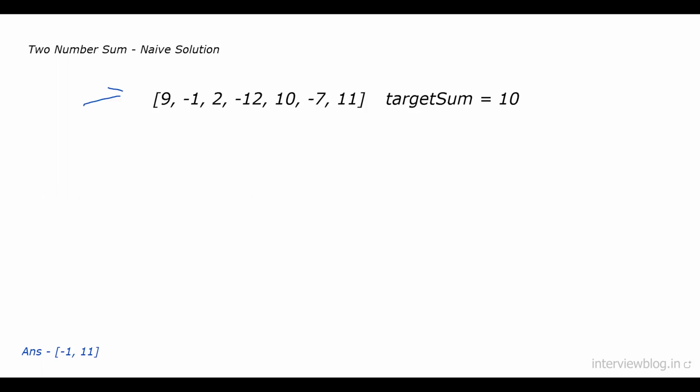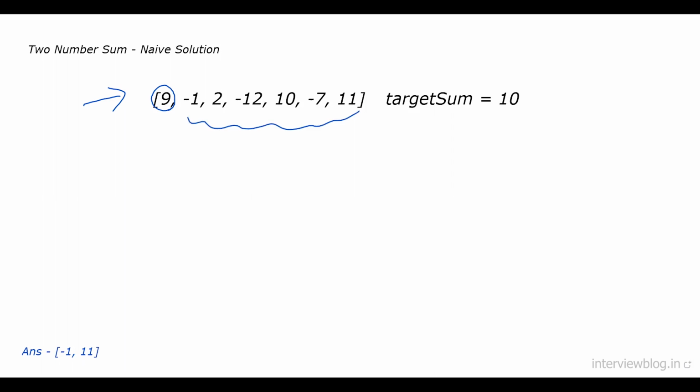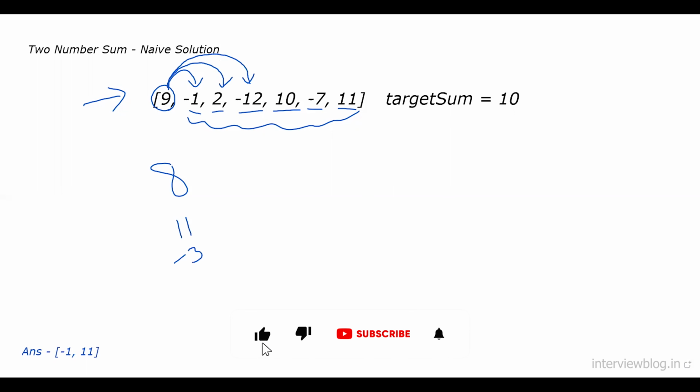So in this example, first, our outer for loop will be visiting this element 9, and our inner for loop will visit all these elements, that is -1, 2, -12, 10, -7, and 11. So what will happen is, first 9 will be added with -1, and it will give us 8. We will be checking if 8 is equal to the target sum. Since it is not equal, we will again add 9 to 2, and we'll check if 11 is equal to the target sum, and no, since it is not equal, we'll be adding 9 plus -12, which gives us -3, and -3 is not equal to the target sum.